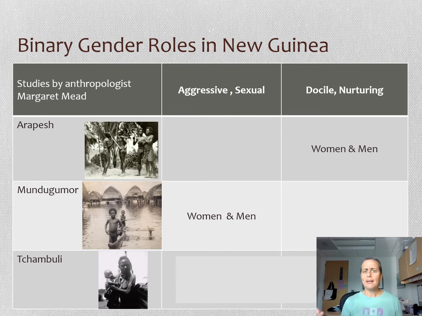The Mundugamor were a very warlike tribe, so both the women and the men were very aggressive, very violent, and there was not a significant difference between the two biologic genders in terms of their behavior. They were also very sexual, had lots of partners, and that was kind of a status symbol.